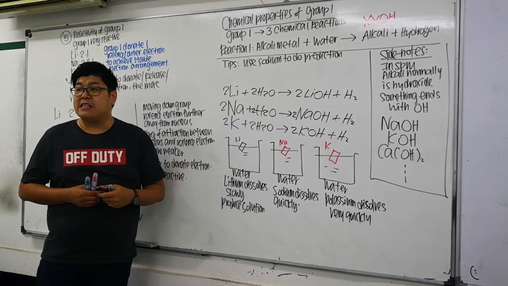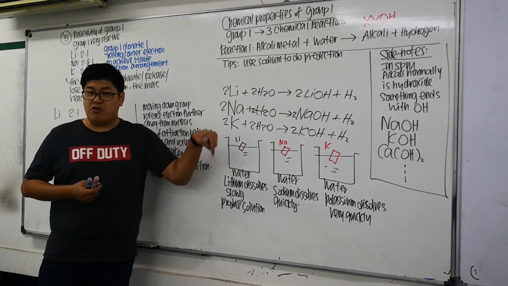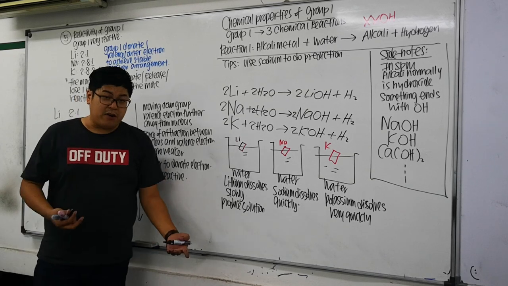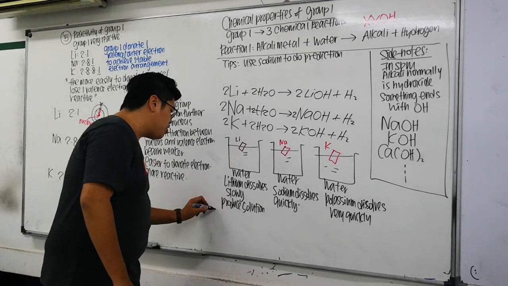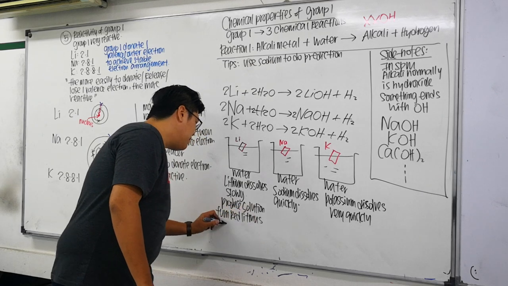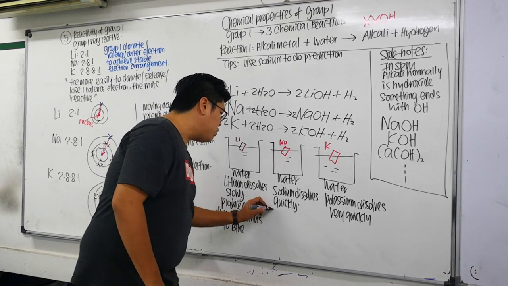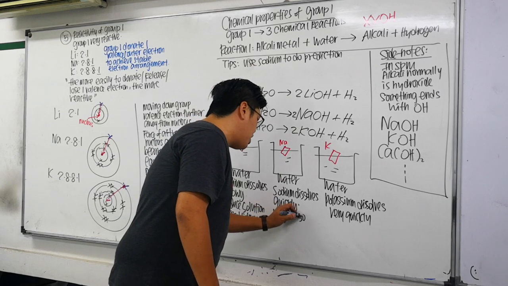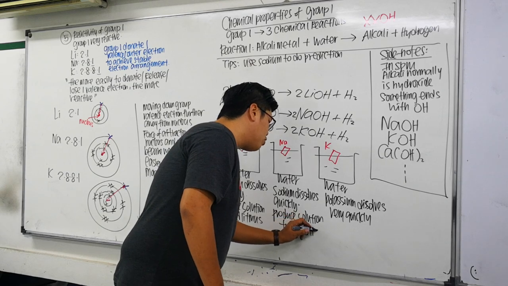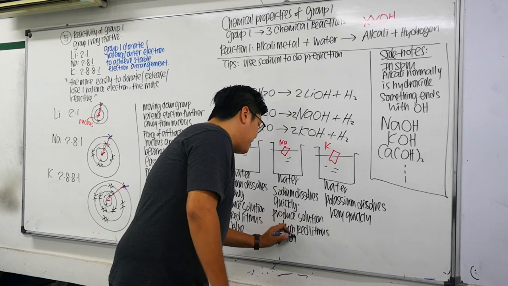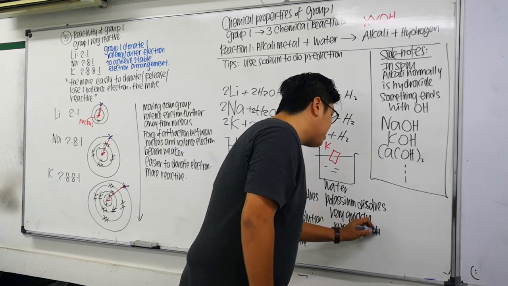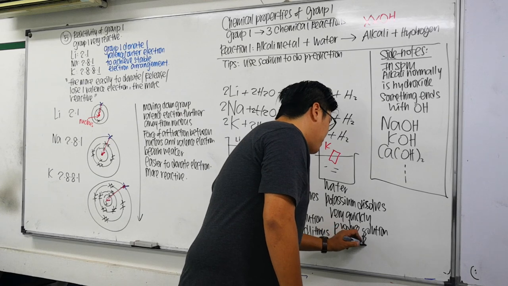Guys, how do you prove that it's alkaline? How do you prove a solution is alkaline? Litmus paper, red or blue? Red. So you will produce a solution that will turn the litmus paper from red to blue. Same thing here, this one will also produce a solution which will turn the litmus paper all the way to blue. This one is the same thing, you still produce a solution that will turn the litmus paper from red to blue.